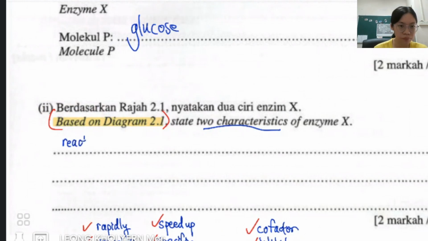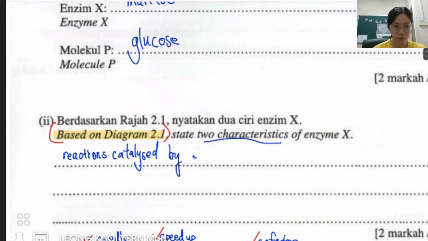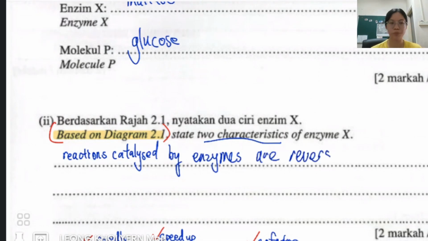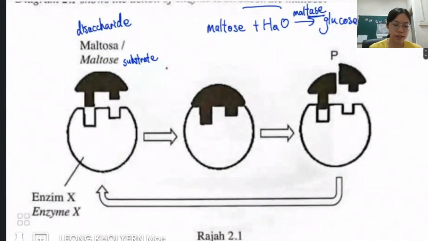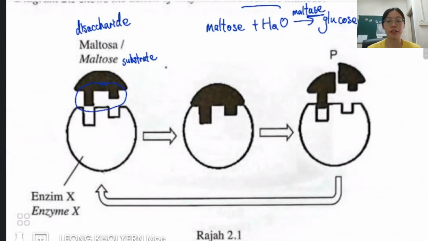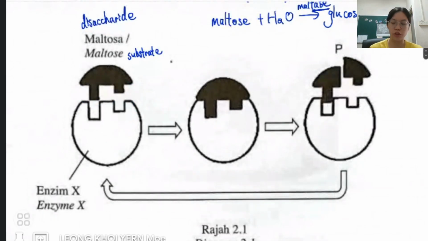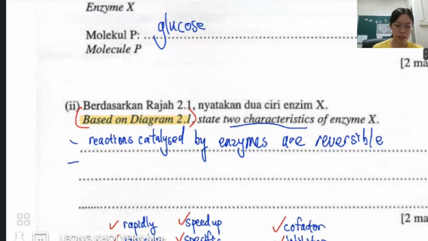So, reactions catalyzed by enzymes are reversible. Other than that, you can see that the maltose has a specific shape, and the active site also has the same shape, so that they can be joined together and broken down. This actually means that it is a highly specific action. So the next characteristic you can write is highly specific in action.